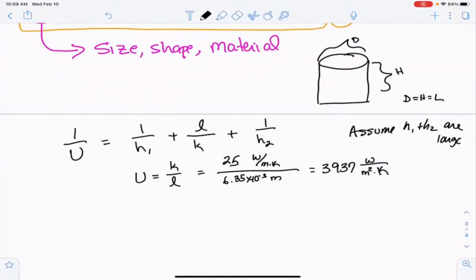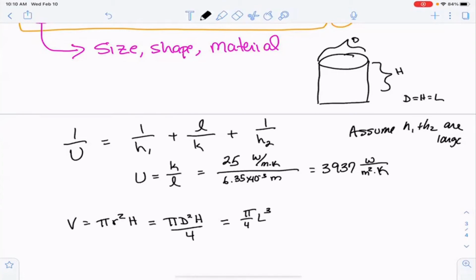So we know that the volume of the cylinder here is just equal to pi r squared times H, which of course is pi times D squared H over 4. And remember that D and H are equal to each other. So that just becomes equal to pi over 4 times this dimension L cubed.